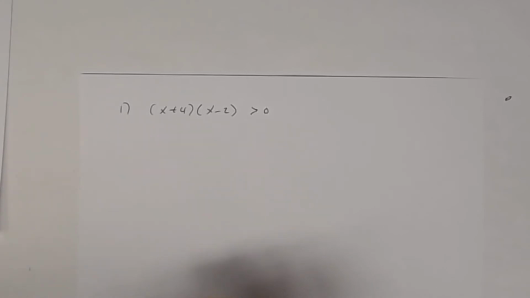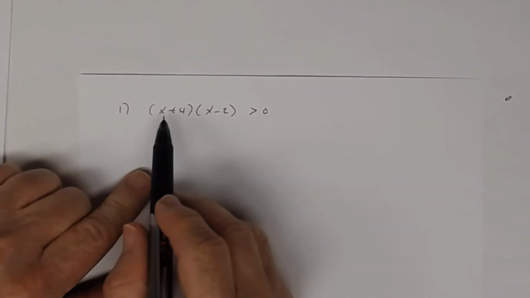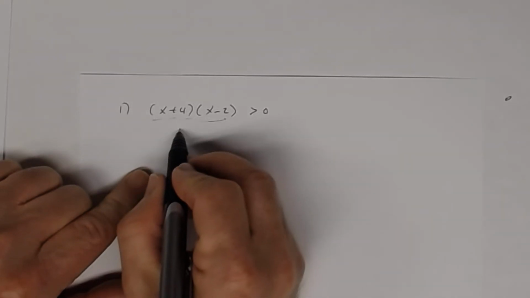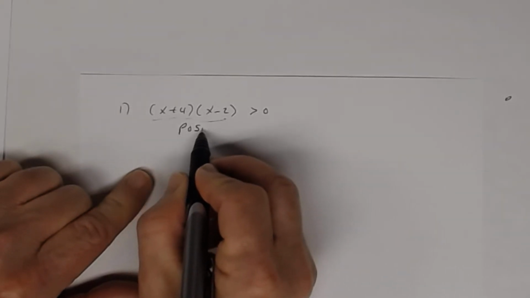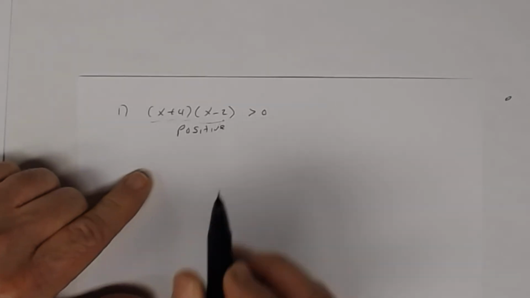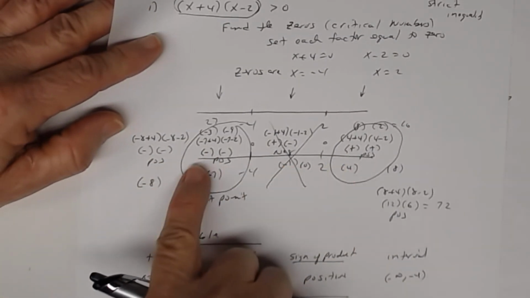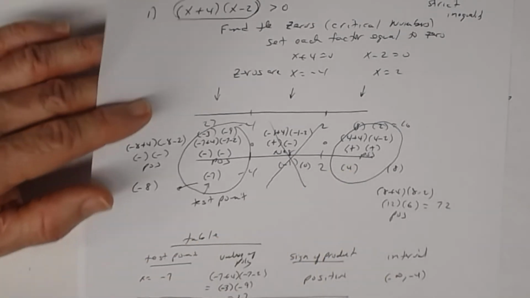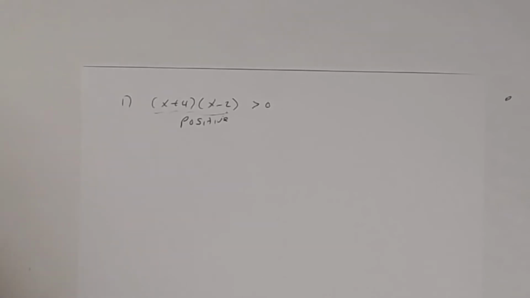What I would first do is ask myself, I want this product to be greater than 0, meaning I want this product to be what kind of number? Positive. So that way I know that when I look at this, anything that's positive will be my solution. Okay? All right. So let's go through the steps again.